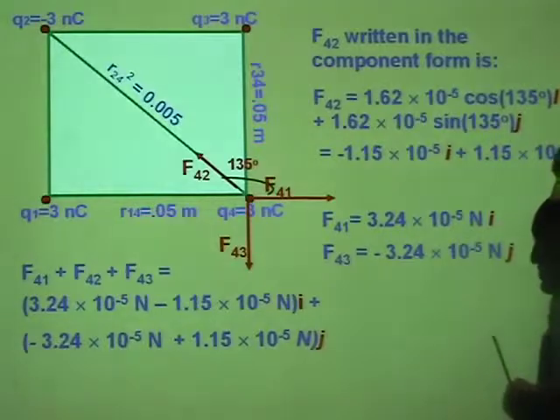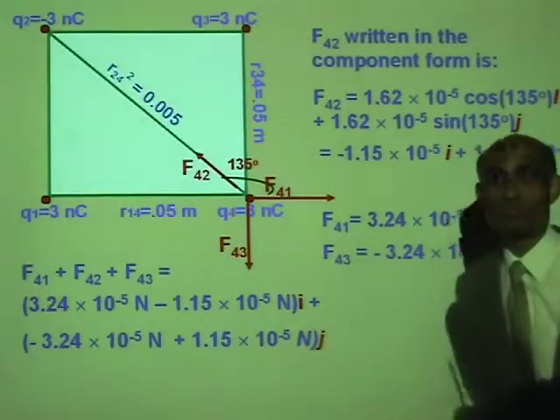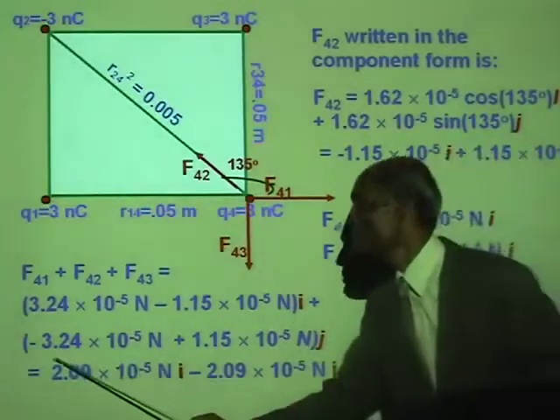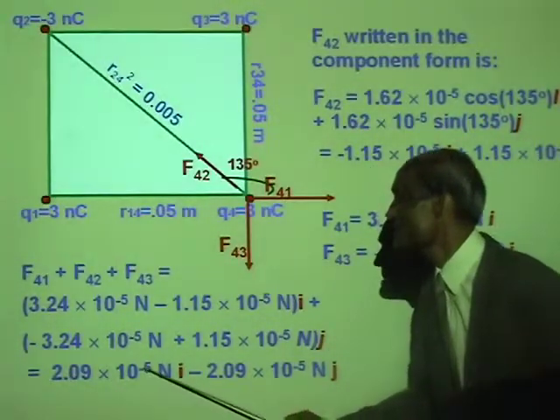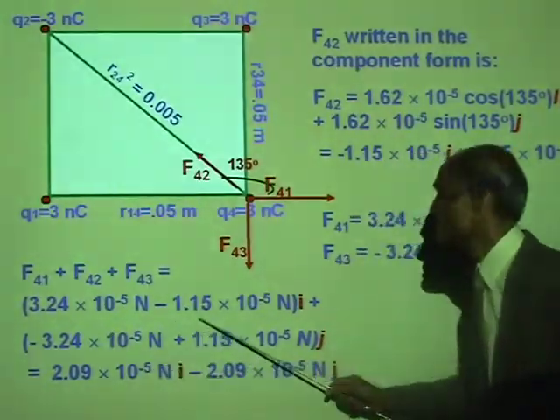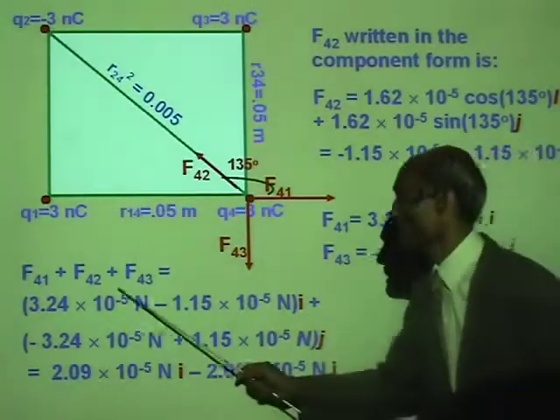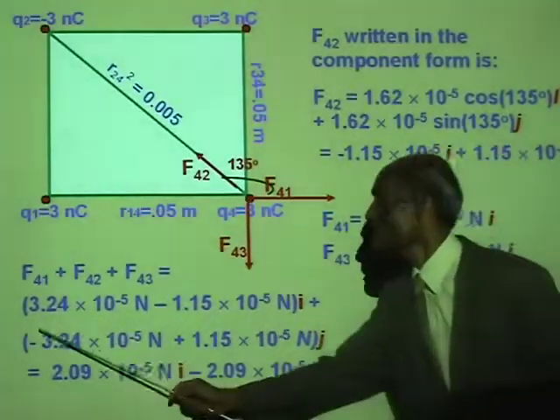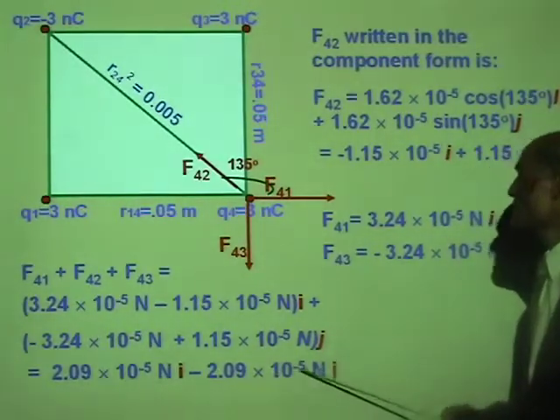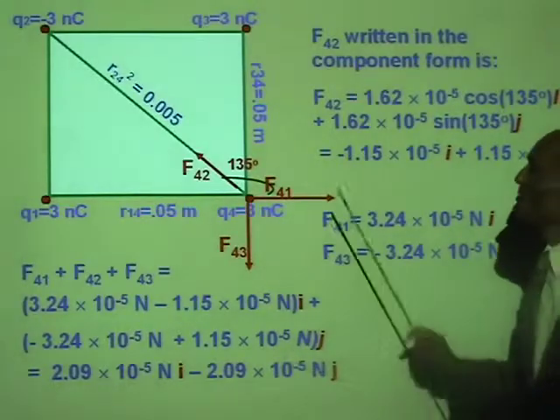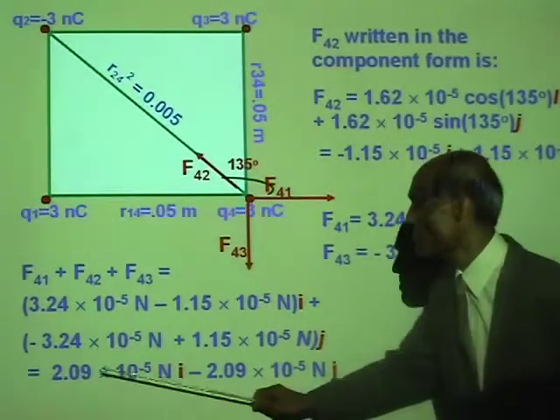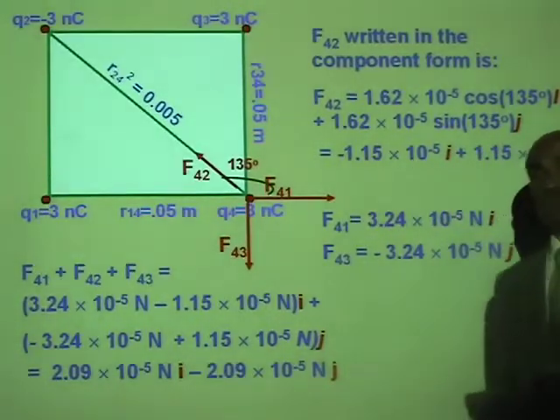And now use the calculator. You've got to be busy when you do problems like this. What does that give you? That gives me 2.09 times 10 to the negative 5 Newton I. That is the net x component. And what does that equal to? Minus 2.09 times 10 to the negative 5 Newton J. So the net force on this charge has this x component and this y component.